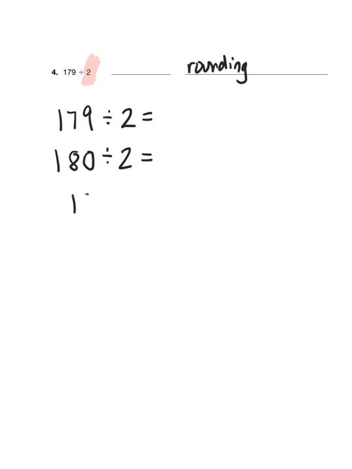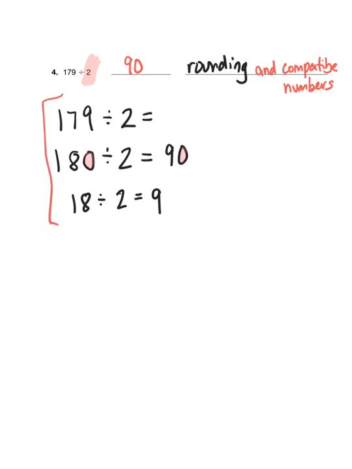Then I'm going to use my fact families to help me. So really I'm using rounding and compatible numbers here. I know that 18 divided by 2 is 9, and that tells me that 180 divided by 2 must be 90. Remember, you want your zeros on both sides of the equal sign to match. I have 1 zero on this side of my equal sign, so I must also have 1 zero over here. So my estimate is 90, and I used rounding and compatible numbers to help me. And I have a record of my thinking here.